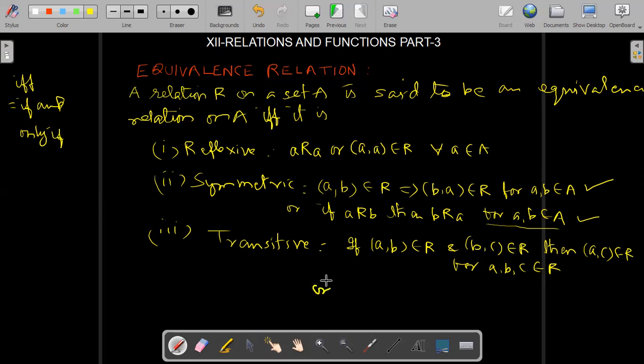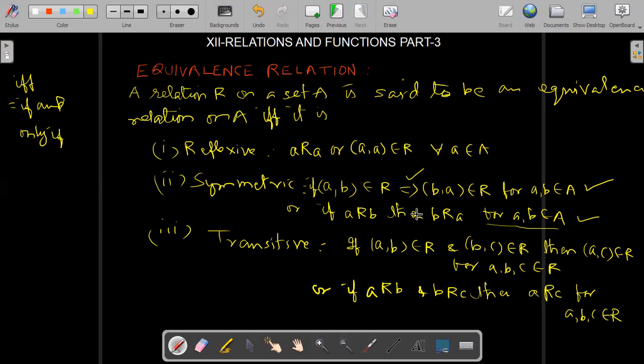Or we can write in this way also: if a is related to b and b is related to c, then a is related to c, or (a, c) belongs to R. Either you use if and then, or you can use the implies sign. So these three things we have to check.